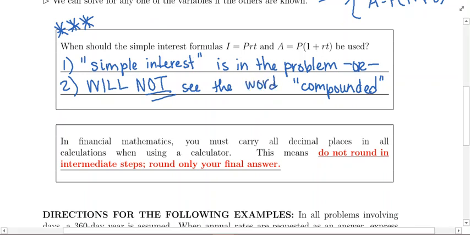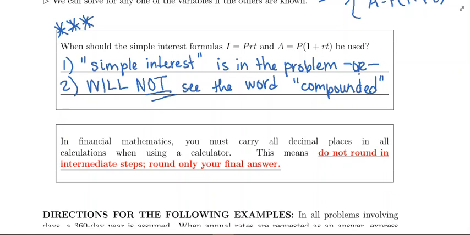Okay, because like I said, in addition to simple interest, we're going to talk about compound interest, annuities, and paying off a debt, and all the problems in chapter 3, with the exception of the simple interest formulas, are going to contain this word compounded. So as long as you do not see the word compounded, it's a simple interest problem. Okay, so that's how you can tell. Either you're going to see the phrase simple interest in the problem, or if you don't see that, it will not have the word compounded. That's how you identify a simple interest problem.